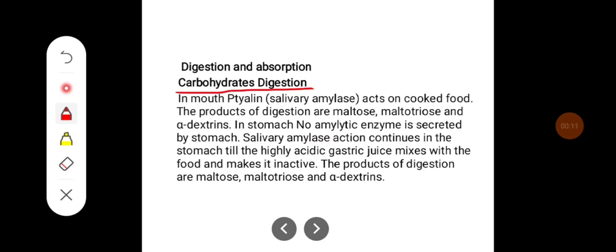First, coming to carbohydrate digestion. In the mouth, ptyalin, that is salivary amylase, acts on cooked food. The products of digestion are maltose and alpha-dextrins.